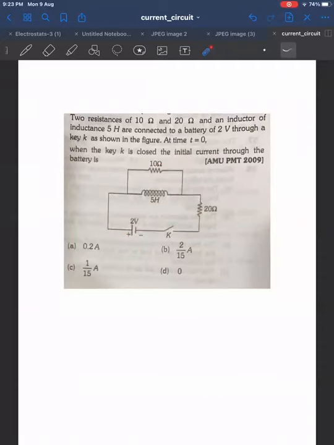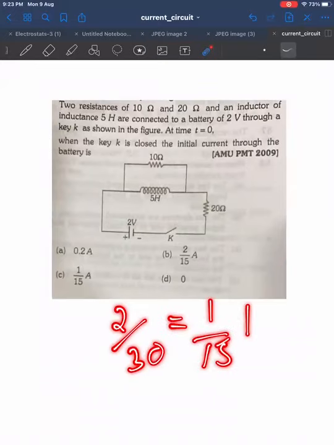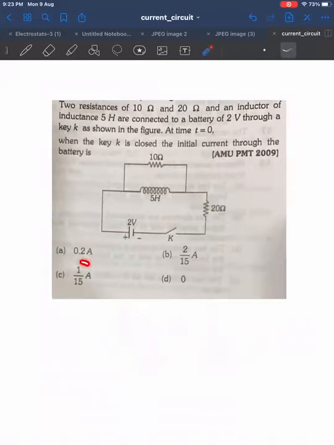And then you have to find out the resistance, and the resistances will be in series. Voltage will be here. And then you'll have to get the answer for current. Current is equal to voltage upon resistance. So what is the total voltage? 2. And what is the total resistance? 10 plus 20, which is 30. Therefore, the total thing will become 2 divided by 30, which is equal to 1 by 15 ampere. So the answer will be C.